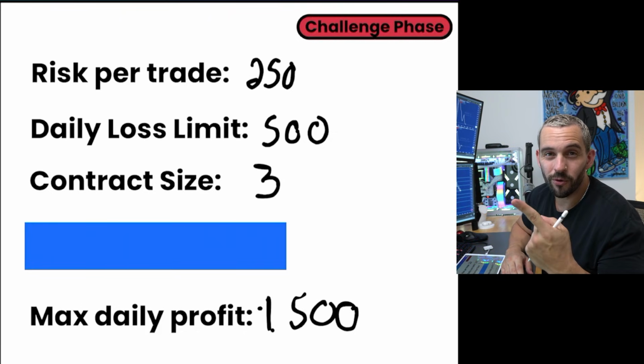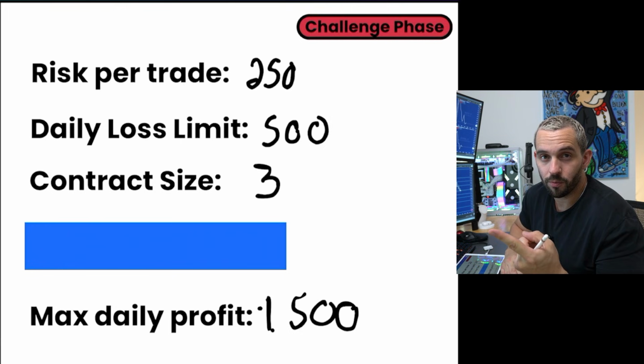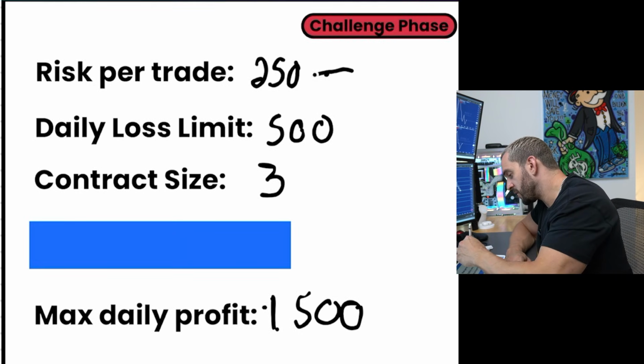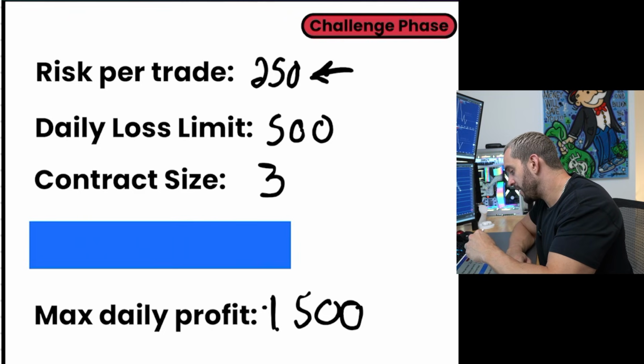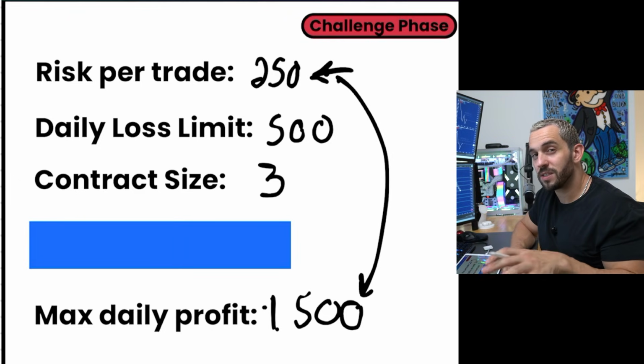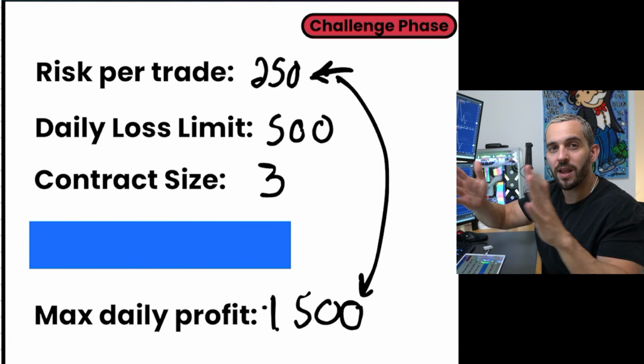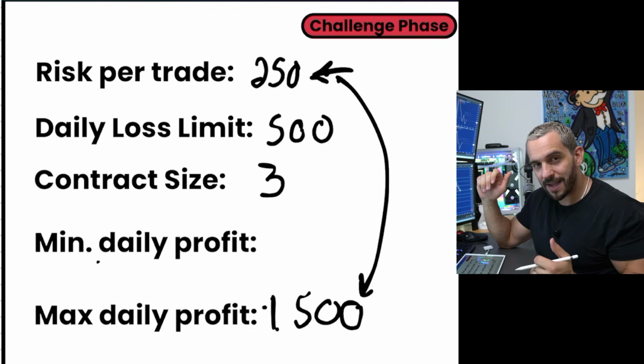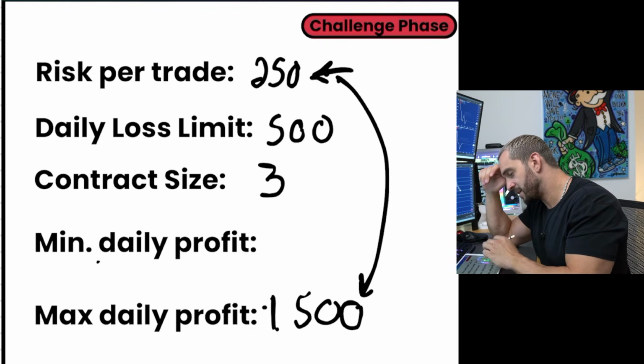Number 1, what if you don't have a consistency rule? You have no profit target. Number 2, if you are trading with $250 risk per trade, you have to make a very, very large trade to hit this. So instead, what I like to do is have a range. I like to have a minimum daily profit target and a maximum daily profit target. So how do you figure this out?